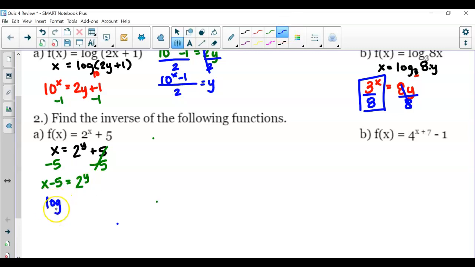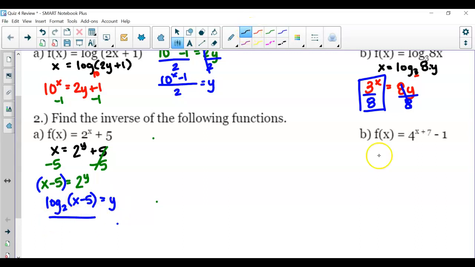So here we have our log, which is log. Well, what is the base? Base 2. Log base 2 of x minus 5. Now see how we already had all of the x minus 5? So make sure to keep it all together in parentheses, which is now equal to y. Notice how y was by itself. So this is our inverse.